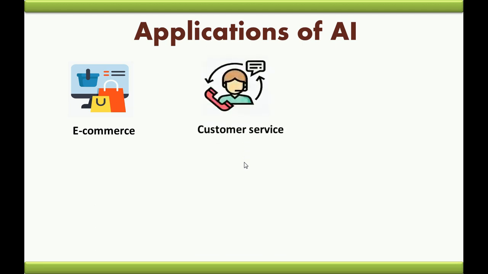Number two, customer service. Virtual assistants are used by almost all the industries today, like restaurants, educational institutions, tourism, to help the customer with their queries 24/7, which is difficult for a human. Chatbots are deployed in many websites that will deal with customer queries.